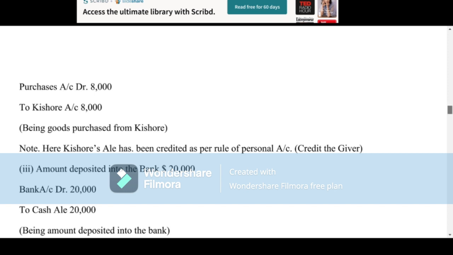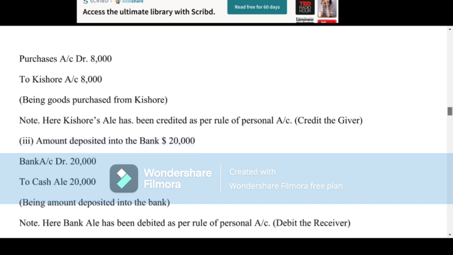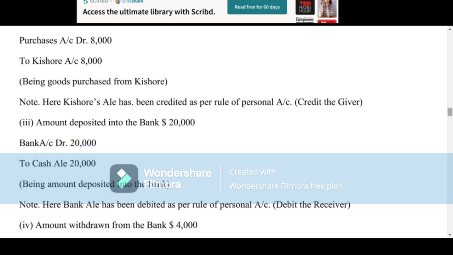Now number 3, amount deposited into the bank $20,000. What will you do? You just debit the bank account $20,000 and credit cash $20,000. Being amount deposited into the bank, you will write in the description or particulars. Note here bank account has been debited as per the rule of personal account: debit the receiver.